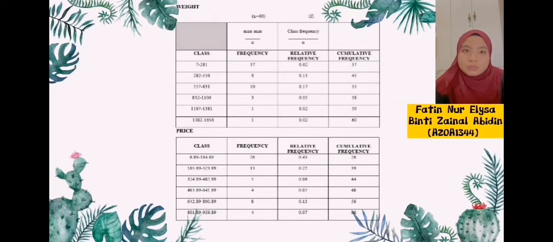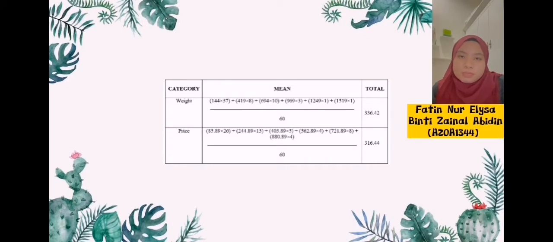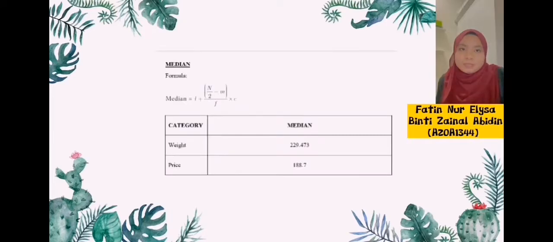It concludes class interval, frequency, relative frequency, cumulative frequency for weight and price. Mean for weight calculated using the mean formula is 336.42, while mean for price is 360.44. Next is median. Median for weight calculated using the median formula is 229.473. Median for prices is 188.7.